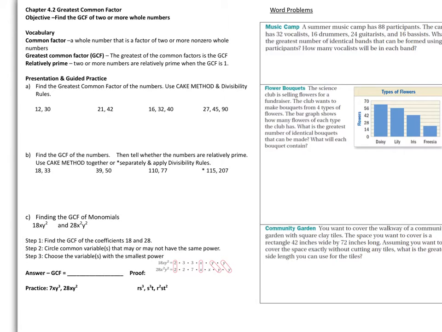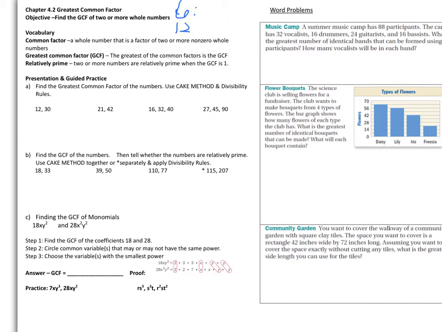4.2 Greatest Common Factor. The objective of this lesson is to find the greatest common factor of two or more whole numbers. Vocabulary. A common factor is a whole number that is a factor of two or more non-zero whole numbers. So let's take 6 and 12 for example.